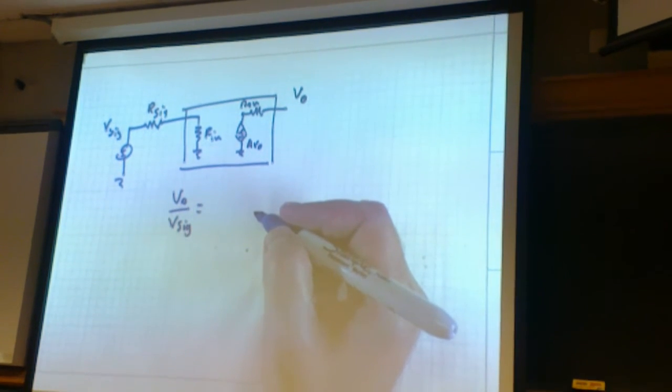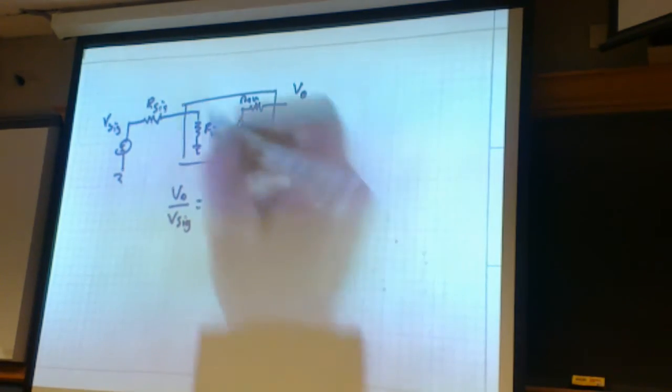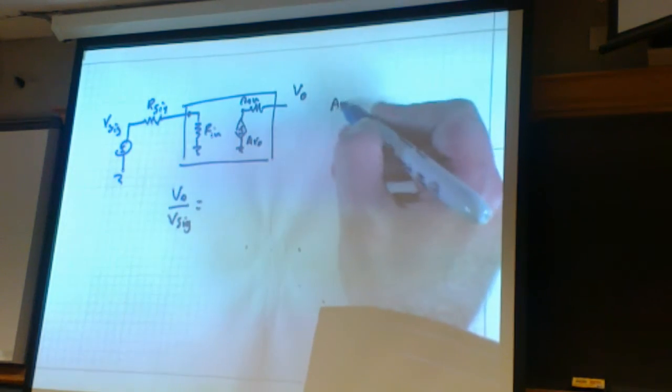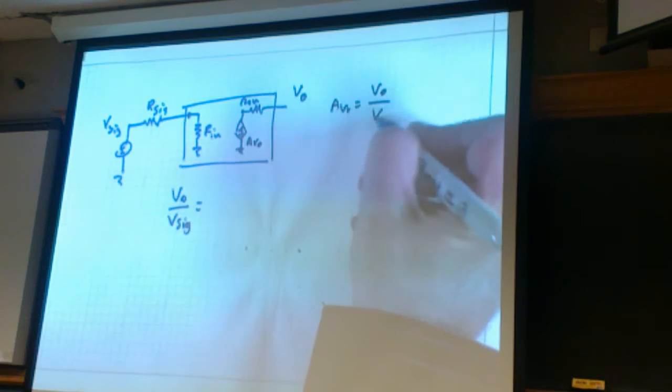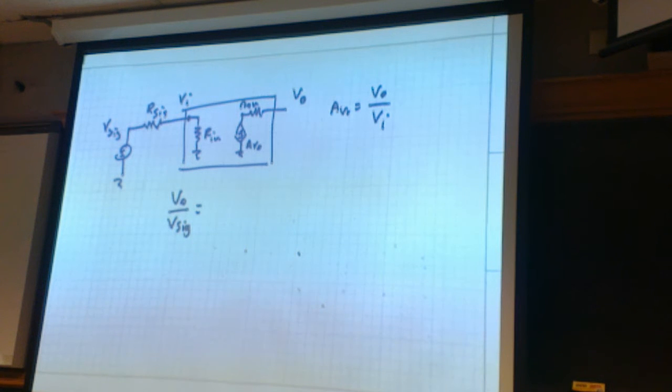R out divided by R sig relevant. R in, AV naught, V out over VI, right? V out over VI. Now I'm looking for V out over V sig. What is VI?